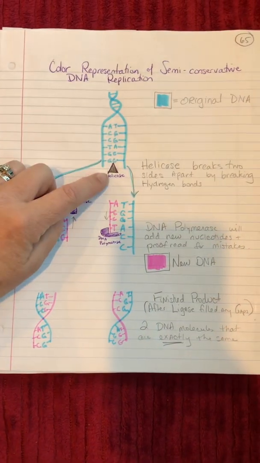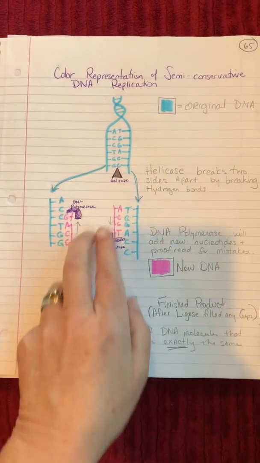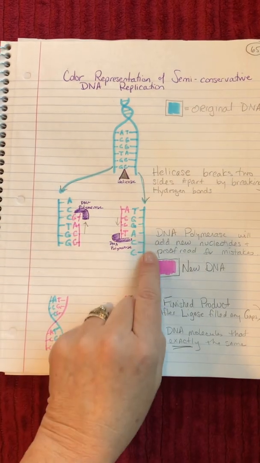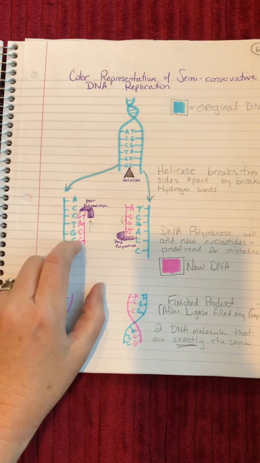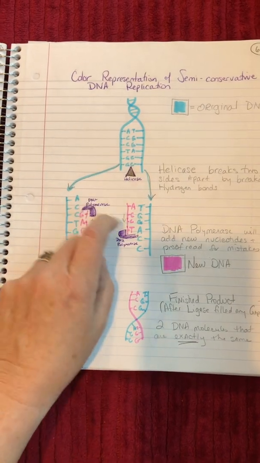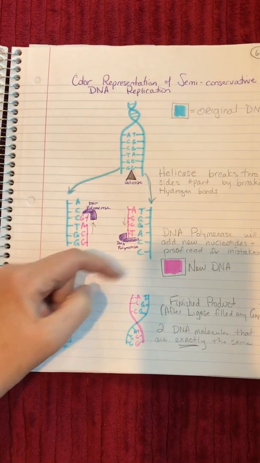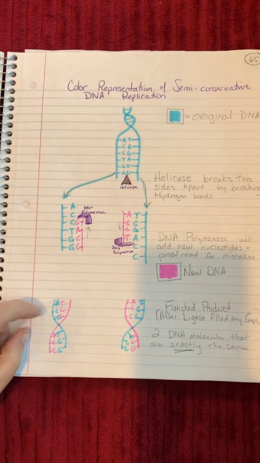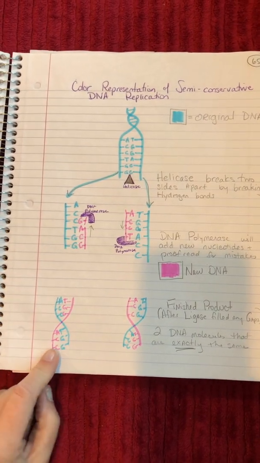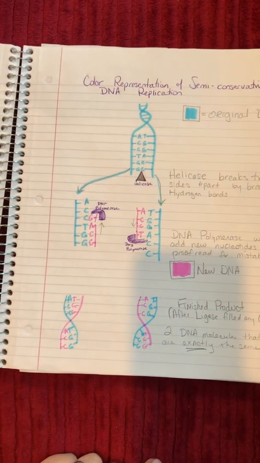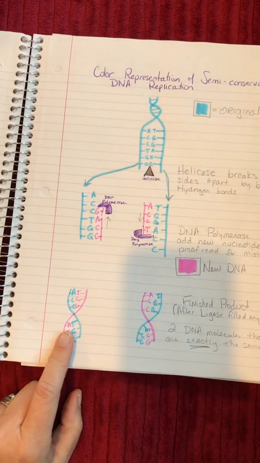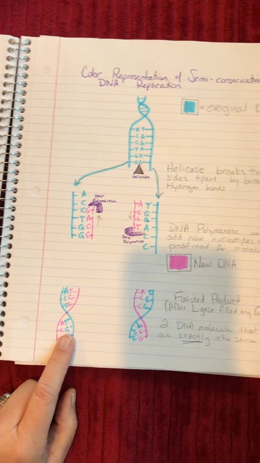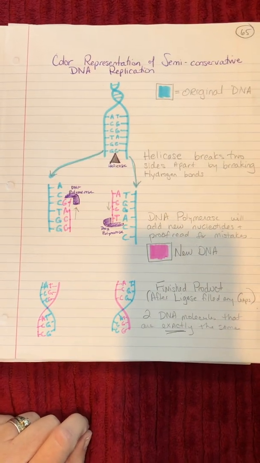You have this original piece of DNA. Helicase splits it, so you can see blue on this side and blue on this side. These are the original pieces of DNA. Then polymerase comes through and adds new nucleotides this way and new nucleotides this way and does some proofreading. And then you'll end up twisting back up and you'll have 2 pieces of DNA that look exactly like the original, but each of these is half new and half original. So we call that semi-conservative replication.